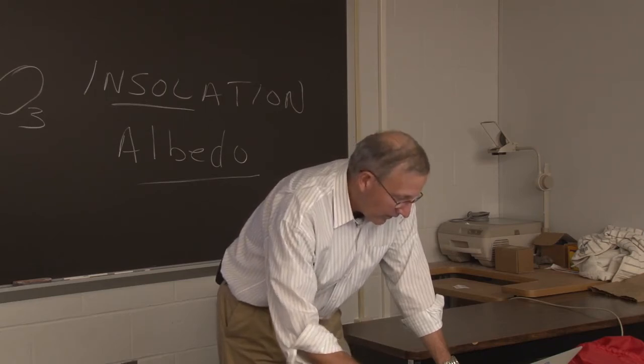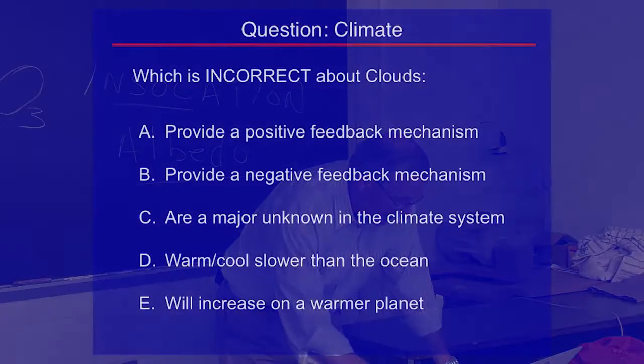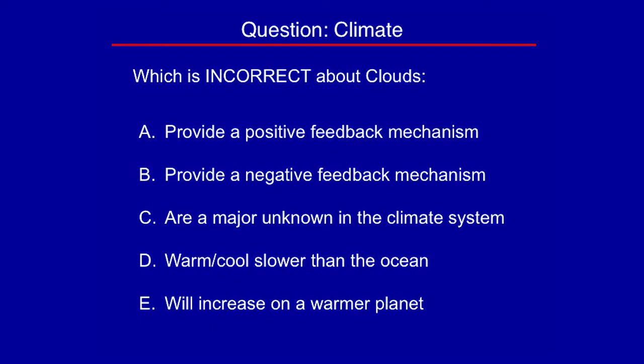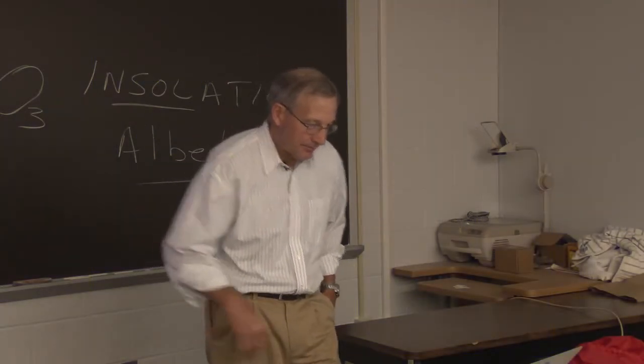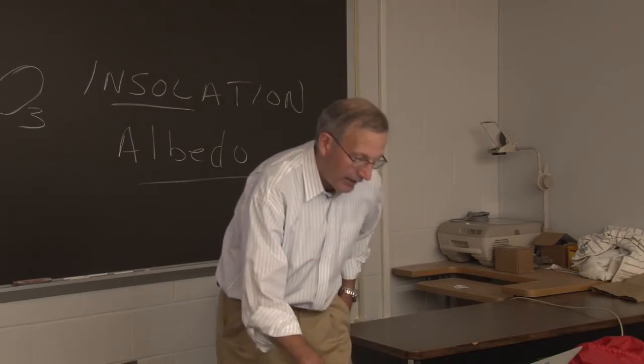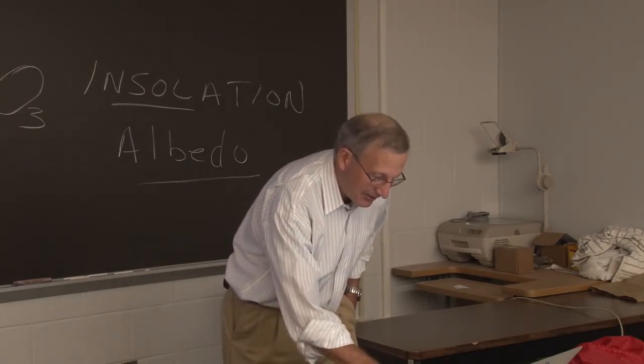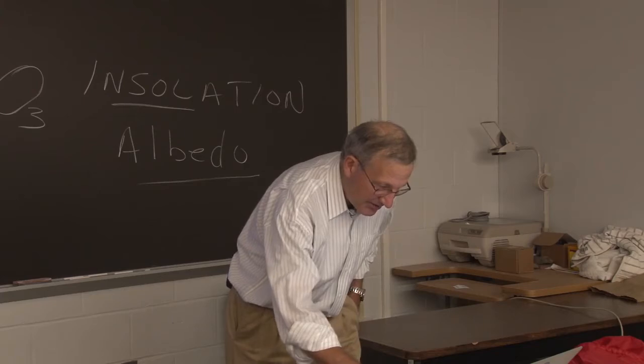All right. Another clicker question. What is incorrect about clouds? A, they provide a positive feedback mechanism. B, they provide a negative feedback mechanism. C, are a major unknown in our understanding of the Earth's climate system. D, warm and cool slower than the ocean. And E, will increase on a warmer planet. So what's incorrect here? And it's all over the board. So let's go through this. The answer is D.